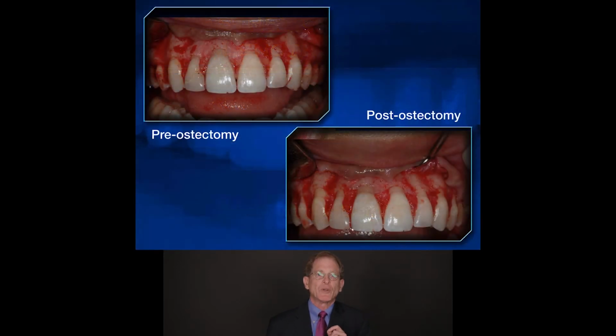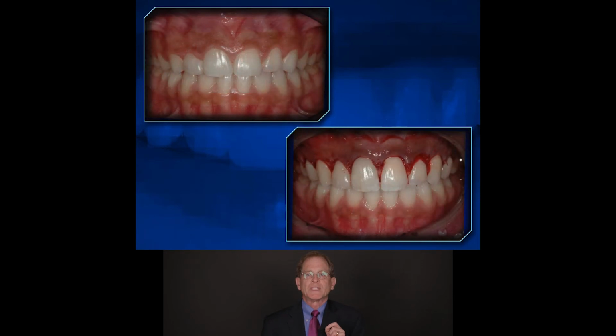So on the upper screen, you can see the flap and the bone position before the ostectomy. On the down screen, you can see that the ostectomy has been done and the bone's been moved 2 millimeters apical to the CEJ from line angle to line angle and thinned. That's our standard ostectomy. The tissue is then replaced so that it's 3 millimeters coronal to the new alveolar crest and it's sutured into position.